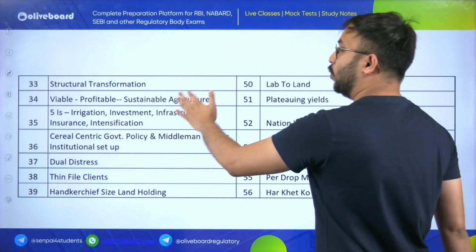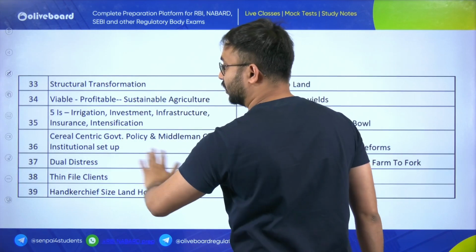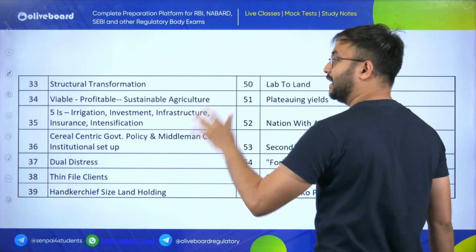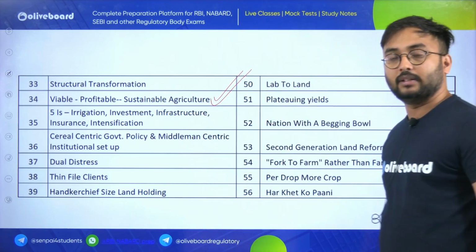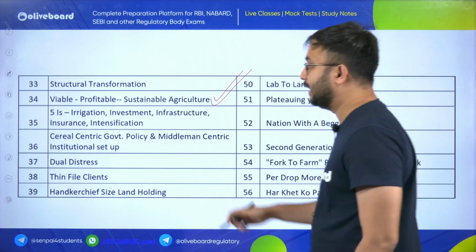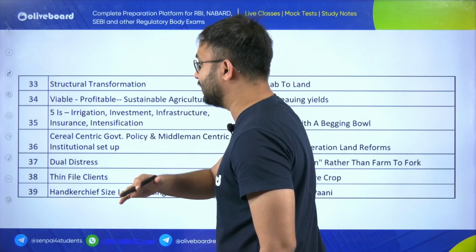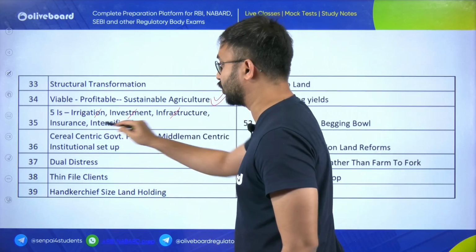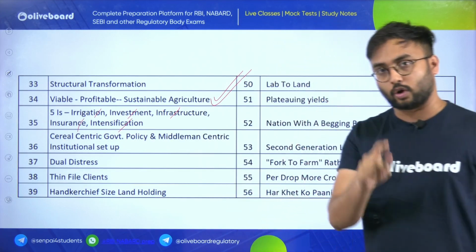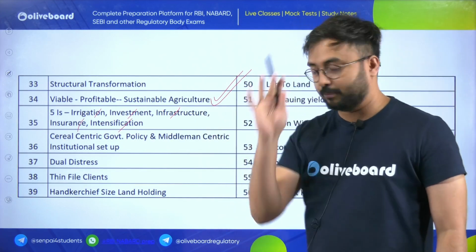Structural transformation, viability, profitability, sustainable agriculture. So viable should be there, profitable should be there and sustainable should be there. This is the need of agriculture for today. Next, 5 I's. What are 5 I's? These are 5 I's which strengthen your agriculture. Irrigation, investment, infrastructure, insurance, intensification. Yes or not? You can write this keyword, 5 I's. Remember.